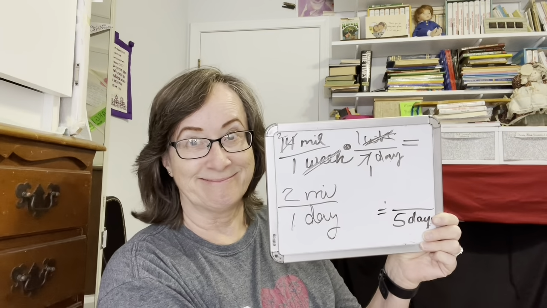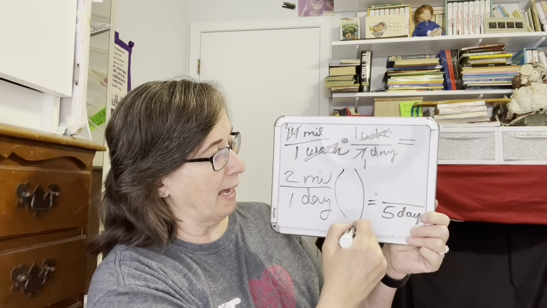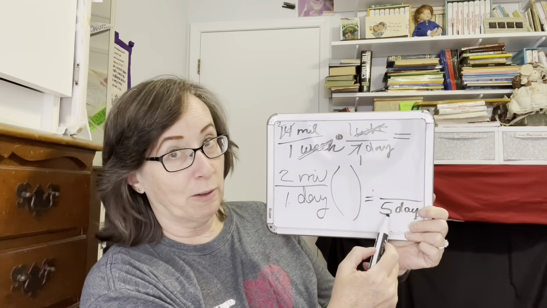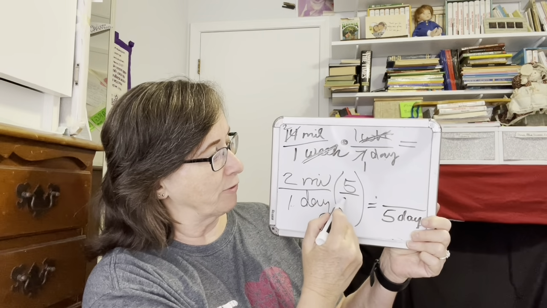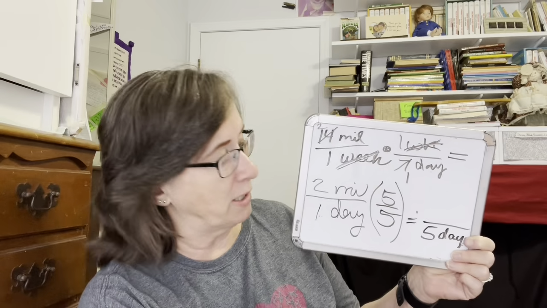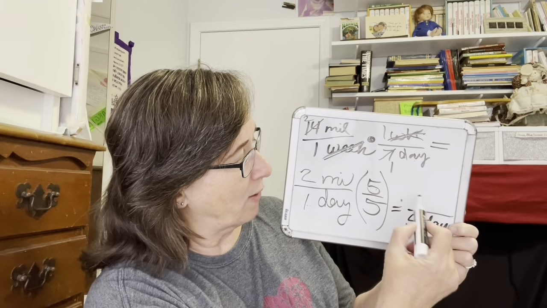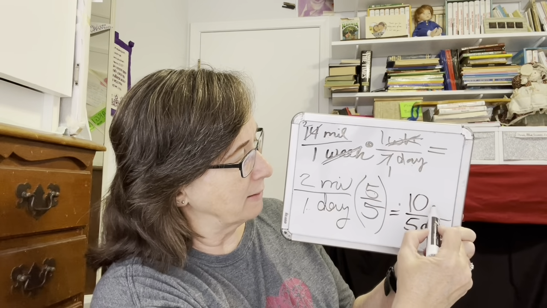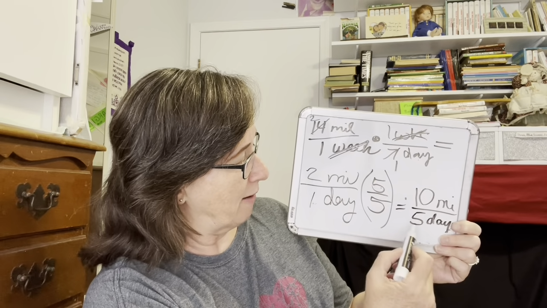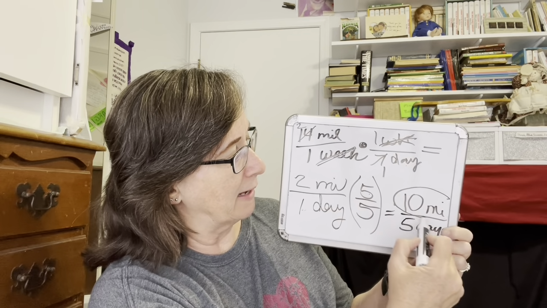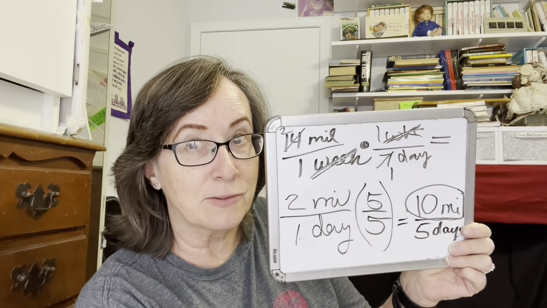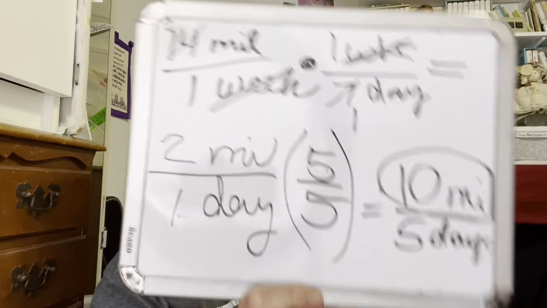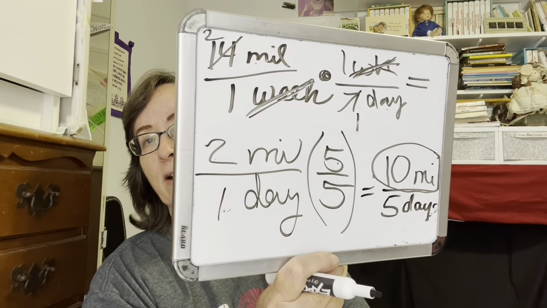Now, could we just multiply by, we have 1 day, we want 5 days. Could we multiply by 5 over 5, which is 1 and doesn't change anything? 2 miles times 5 is 10 miles in 5 days. And the answer is 10 miles. Okay, so that one was number 1. So did anybody need to see that a little bit longer, so you could get all that work down?